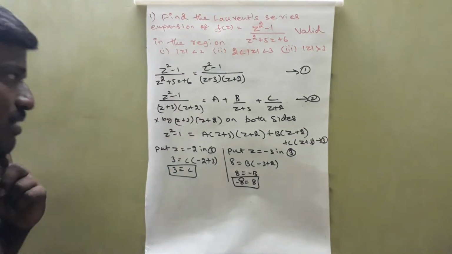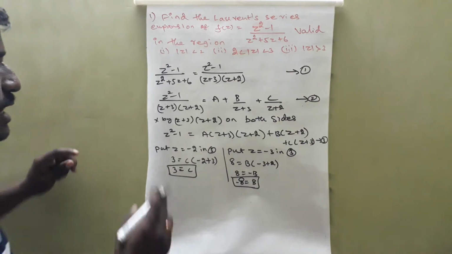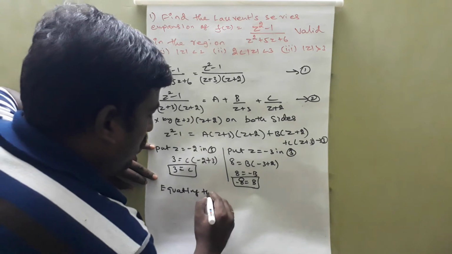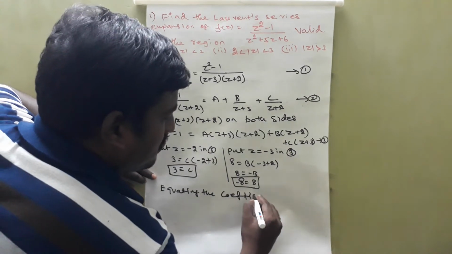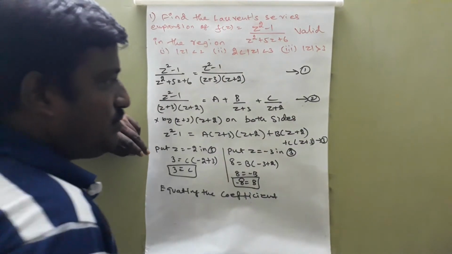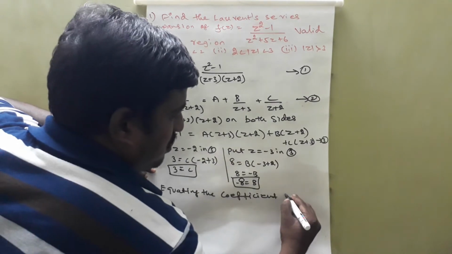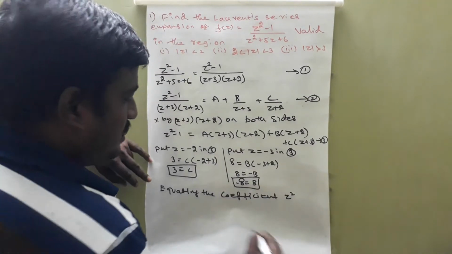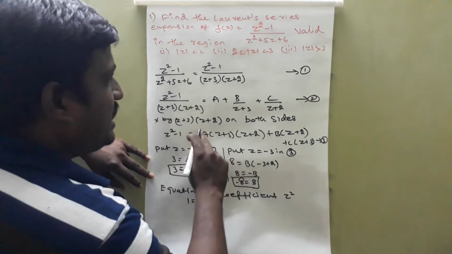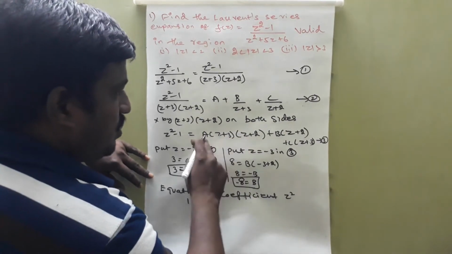For the next one, I can give another value 0, and I am able to find the a value. Otherwise, equate the coefficient of the highest power of z in the right hand side. What is the highest power of z? Here the power of z is 1, here 1, here 2. So I have to equate the coefficient of z square on both sides. In the left hand side, the coefficient of z square is 1. In the right hand side, the coefficient of z square is only a.